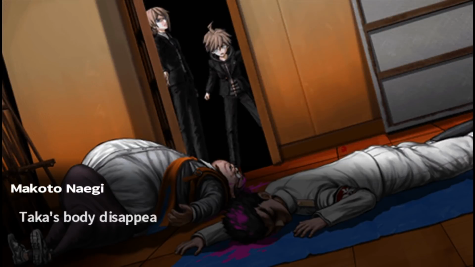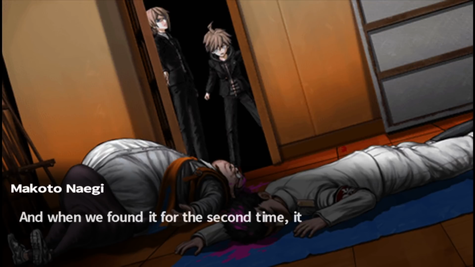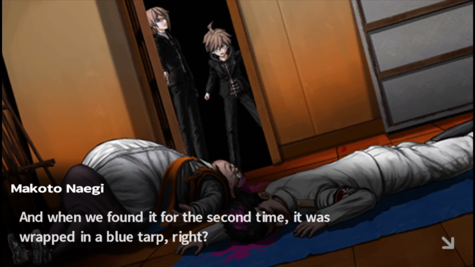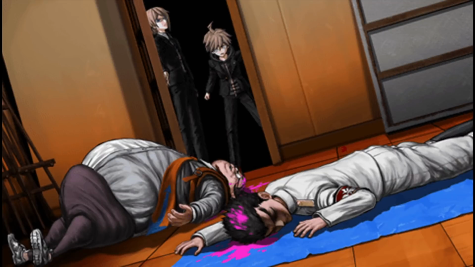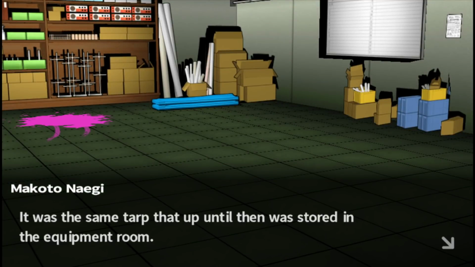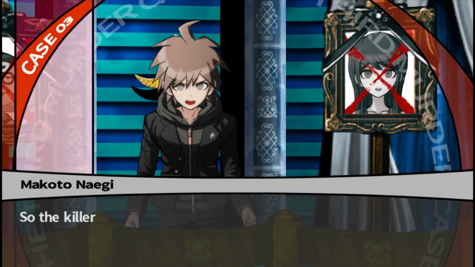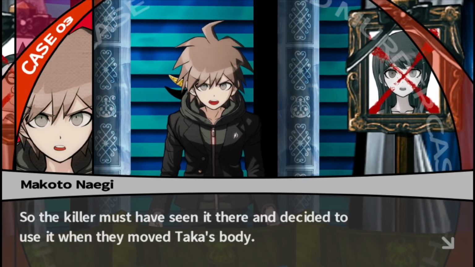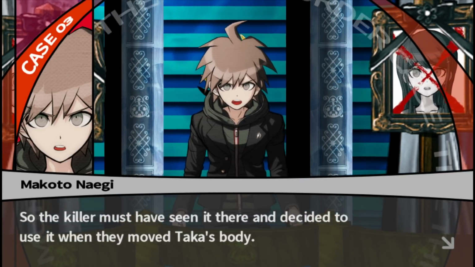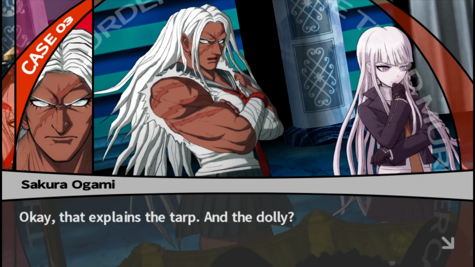Taka's body disappeared from the equipment room, and then we rediscovered it in the repository. Yes. And when we found it for the second time, it was wrapped in a blue tarp, right? Correct. It was the same tarp that up until then was stored in the equipment room. So the killer must have seen it there and decided to use it when they moved Taka's body. That way, they wouldn't leave any bloodstains while they were moving it, and it would be a lot faster before people showed up. Yeah. That explains the tarp.